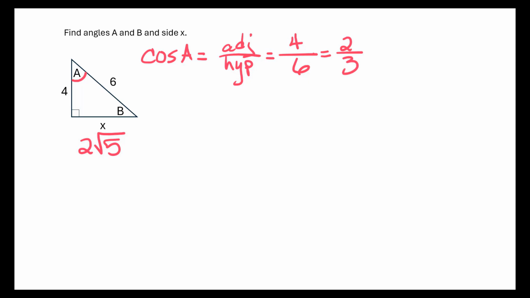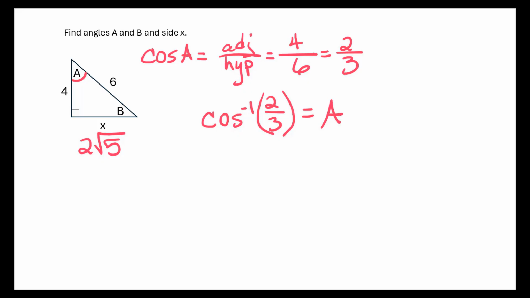And I can now use my calculator to find A. But I can't take the cosine of A if I don't know what A is. I don't know the angle. I have to use the inverse trig function. So cosine A is 2/3. Therefore, the inverse cosine of 2/3 is A.